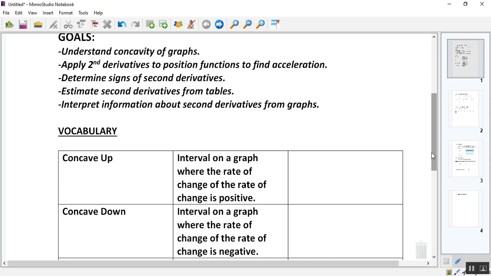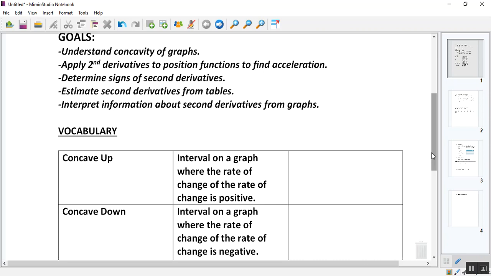We're going to apply the second derivatives to position functions to find acceleration. We're also going to look to determine signs of second derivatives. We're going to estimate second derivatives from tables. And we're going to interpret information about the second derivatives from graphs. Now guys, it sounds pretty impressive, but I have to be honest with you. Of all the sections that we've done so far this trimester, I think that this might be one of the easiest ones. Okay.